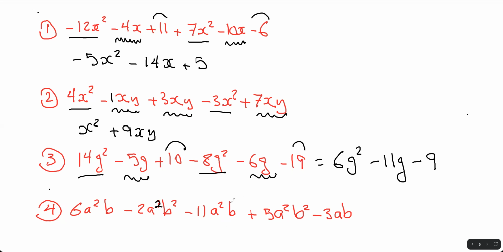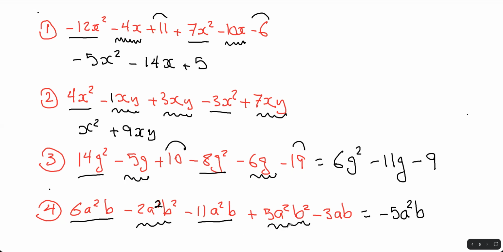That's -9. Okay. Here, this is a like term with this. This is a like term with this. And this is a loner, doesn't have any like term with it. So you cannot do anything about this. Now, 6a squared b minus 11a squared b, 6 minus 11 is -5a squared b.